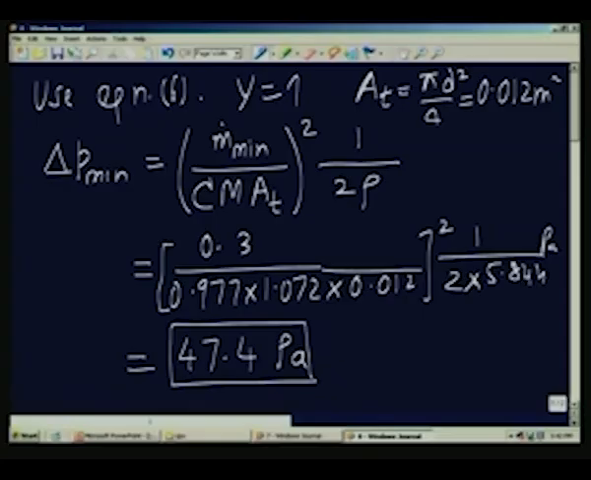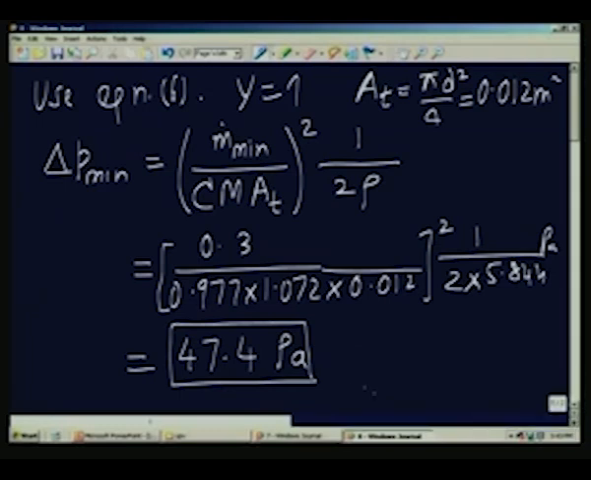So m dot is 0.3, C is 0.977, m is 1.072, and EAT is 0.012. That is what is calculated here. That whole square divided by 1 over 2 into 5.844, which is the density of the fluid. So you get 47.4 pascals. This is the pressure head, which is the pressure difference across the Venturi for the minimum mass flow rate.